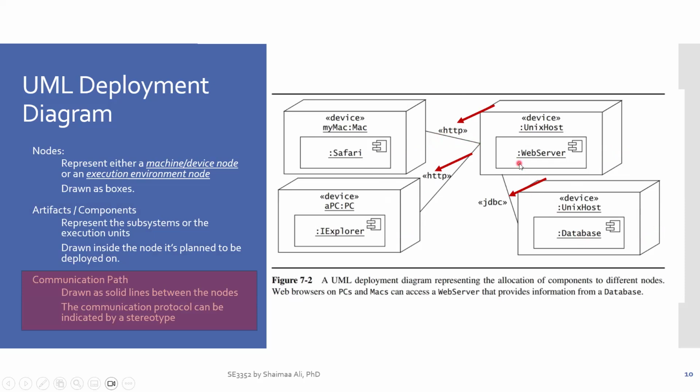Now, for the communication between the web server and the database server, there are several protocols that can be used. One of them is JDBC, which stands for Java Database Connectivity. So what we are saying here is that the web server would be running a Java-based web application, and it will be connecting to the database through the JDBC protocol.